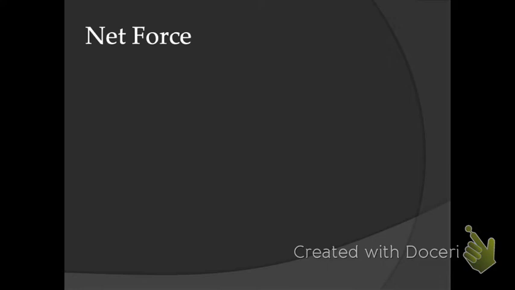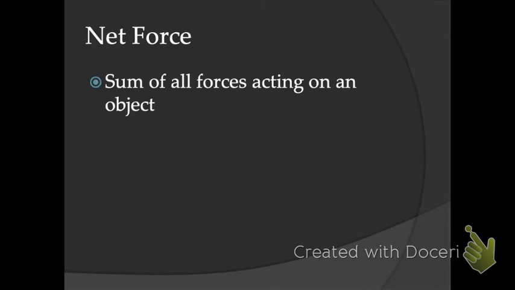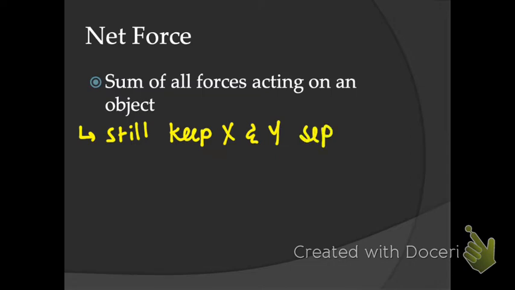What does net mean? If I talk about net profit, net gain, net worth, it means overall. It means the overall of that object. And so it essentially means the sum of all of the forces acting on an object. Okay, the sum of all of our forces. And I want you to make a little extra note here. When we look at net forces, we still have to think about X and Y separately. Okay, so we're still going to keep X and Y separate.